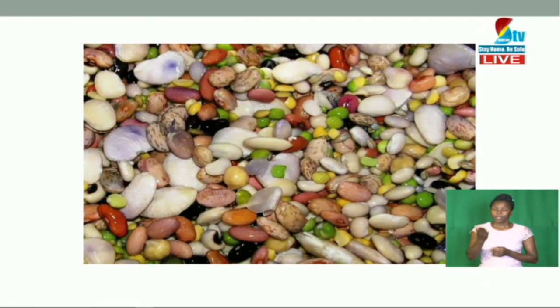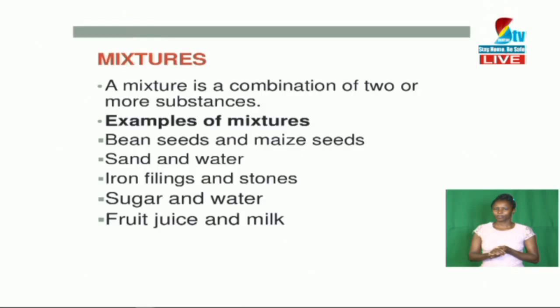Starting with the mixtures, I want us to look at the picture that is now showing on the screen. On this picture, dear learners, I hope you can see that we have a combination of different substances. Substances have been put together here. So dear learners, we call this a mixture, which means a mixture is a combination of two or more substances.